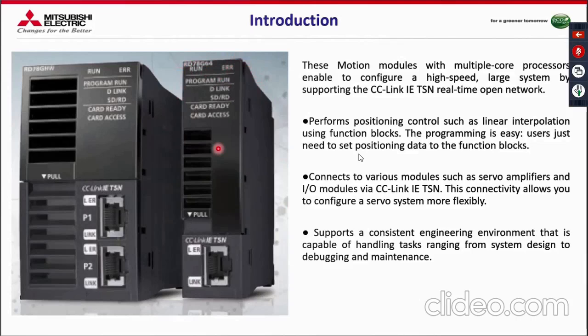So this motion model is purposely used for very high-speed, large systems by supporting the CC Link IE TSN network. By default, it's a real-time open network. This also controls linear interpolation using functional blocks. The main thing is that the RD78G4 model has some built-in functional blocks available.